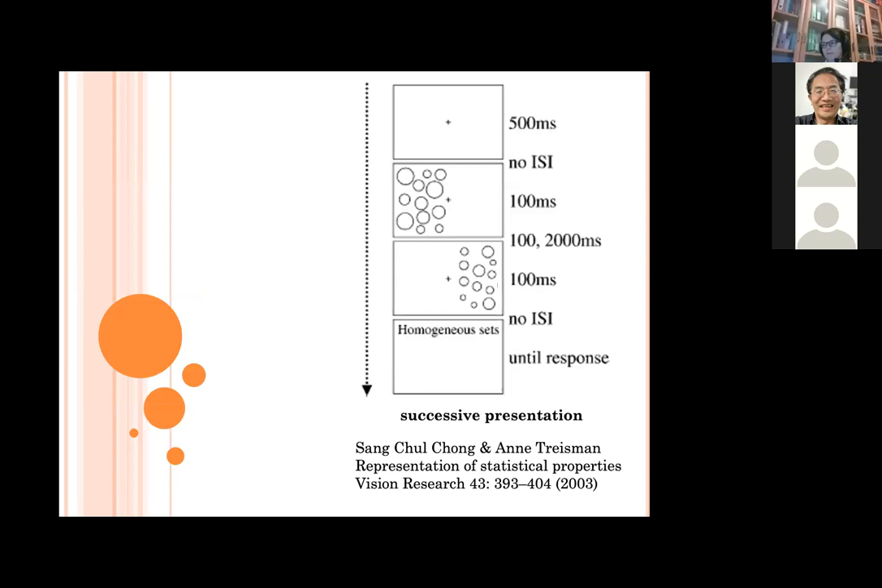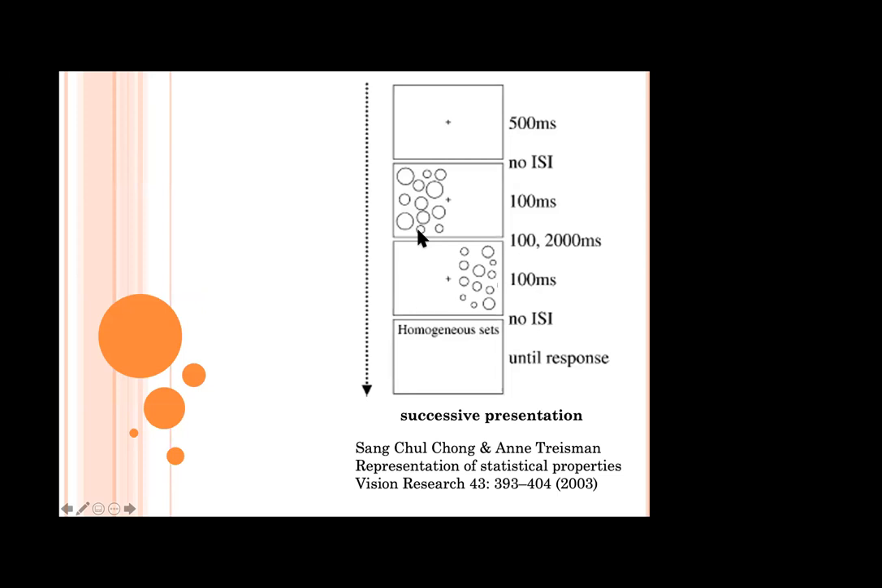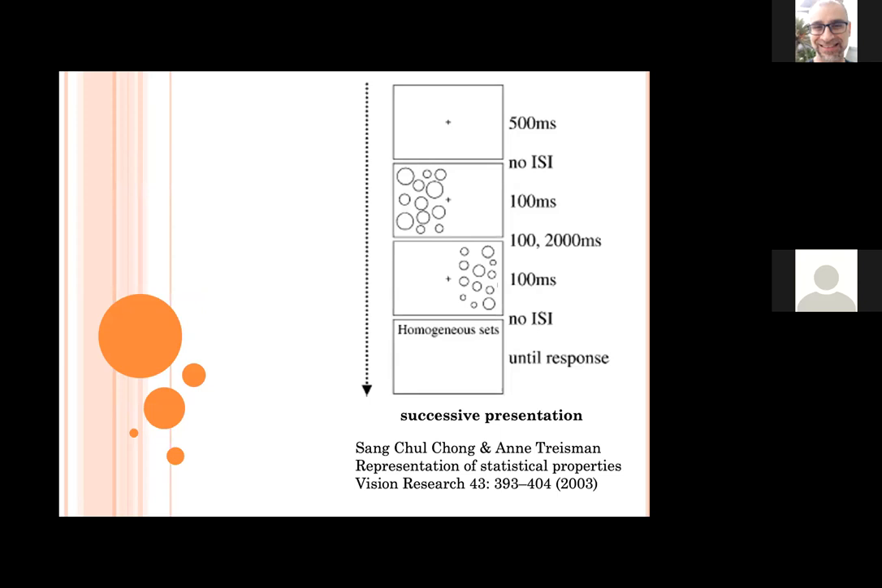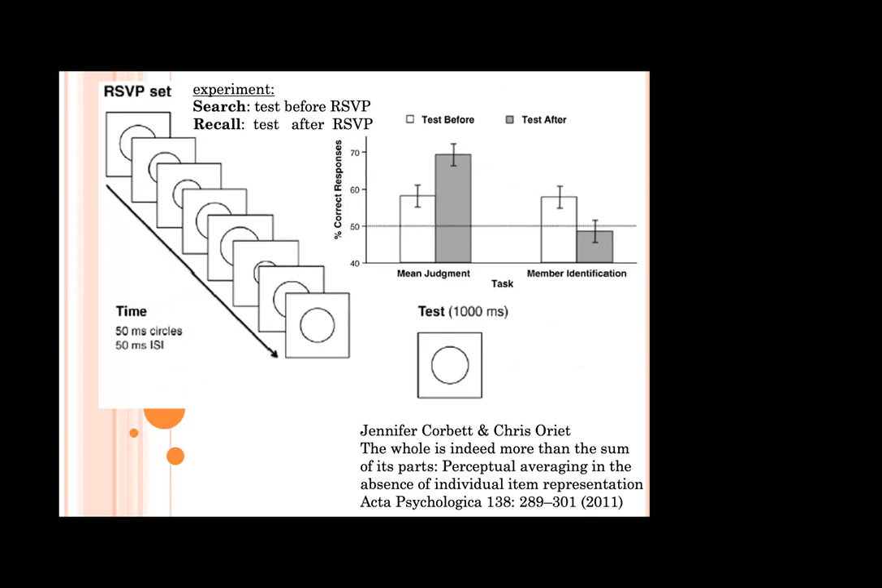Again, Chong and Treisman did the study in a slightly different way. They showed two groups of circles on the left and the right and asked which one has the larger mean. And again, subjects are very, very good at doing this. Jennifer Corbett and Chris Oriet showed it successively rather than simultaneously, and we followed them in doing it that way. There's a very interesting thing here in that you can be shown this test item and asked, was it there or was it not there? Or you're asked, is it bigger or smaller than the mean? You can show this test one either after or before you show the series, okay?